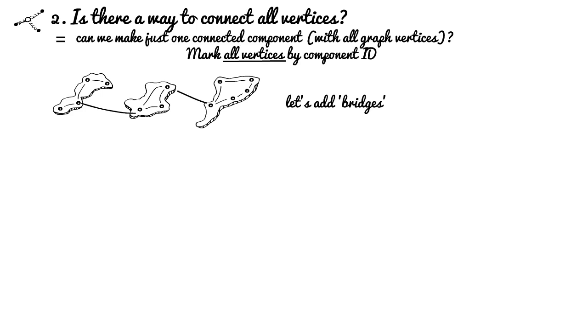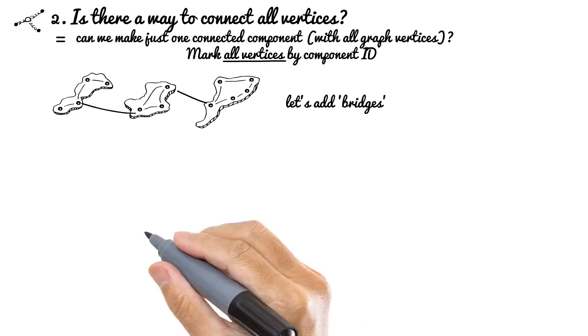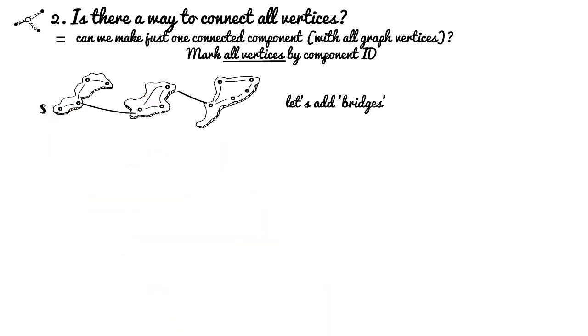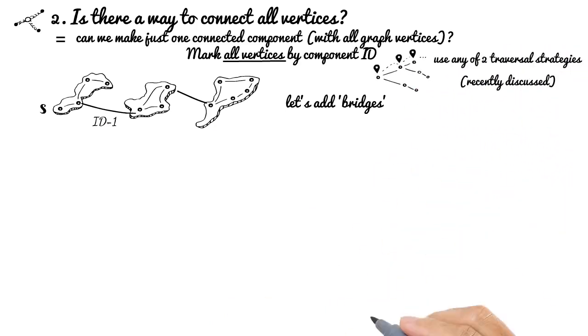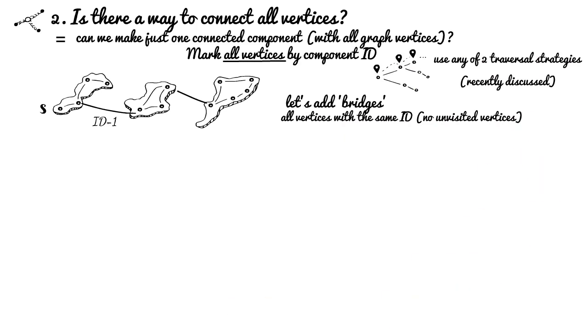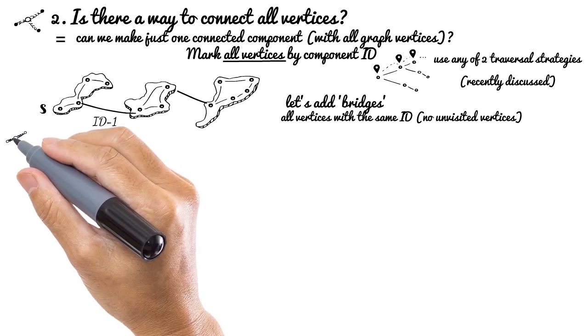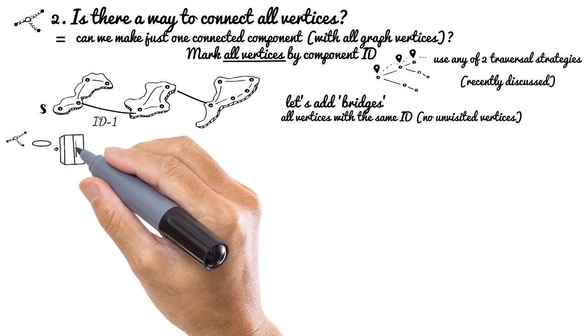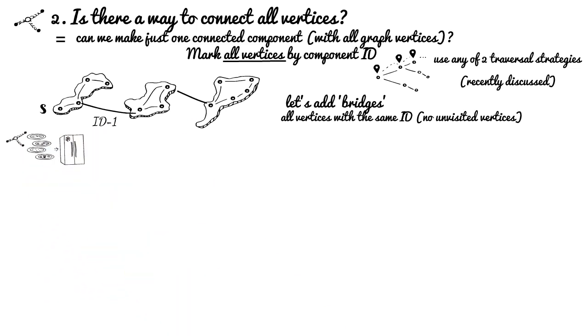We can mark all vertices directly or indirectly connected to vertex S, including S, by component ID while traversing a graph. If all vertices of a graph are marked by the same ID and no unvisited vertices are left, then we can easily answer the main question of the current use case. Is there a way to connect all of the vertices in a graph? Do you agree? Connectivity cases can be used as a preprocessing step for further use.